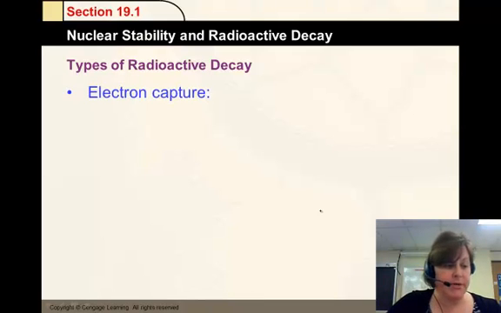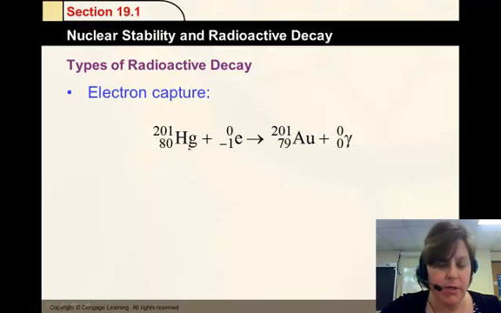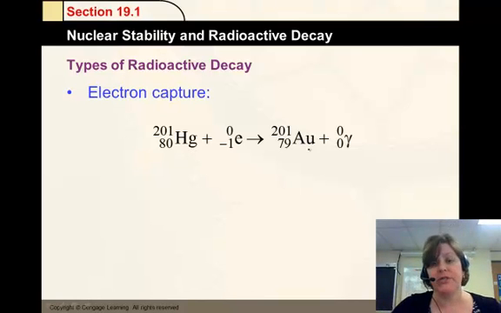Electron capture is another example. One of the inner orbital electrons is captured by the nucleus. It's actually pulled in. And so here we have mercury becoming gold. This is just like the alchemists back in the Middle Ages. They wanted to turn things into gold.